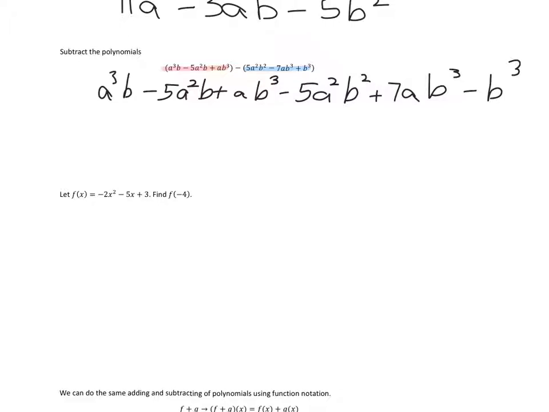Okay, so I see an a cubed b. Do we have any other a cubed b's? No, no, no, no, no. All right, so a cubed b is just going to hang out by itself. Nothing to combine. Next we have the 5a squared b. So do we see another a squared b? No, we don't.